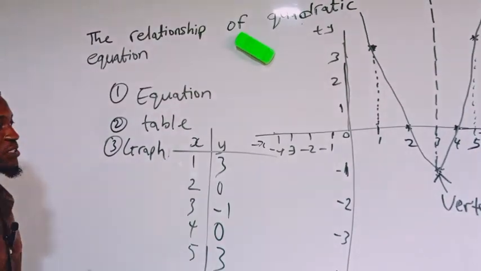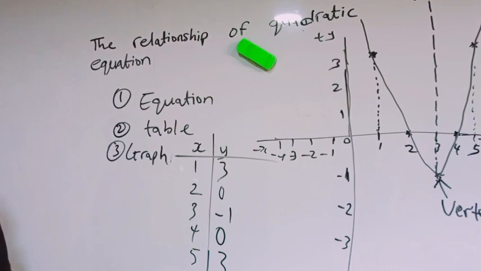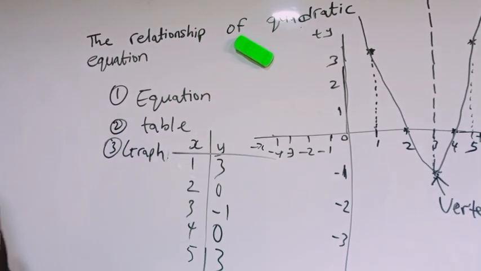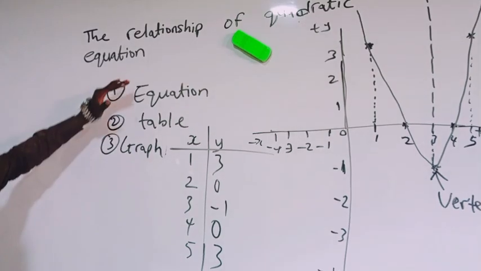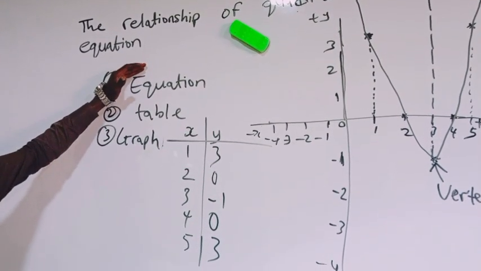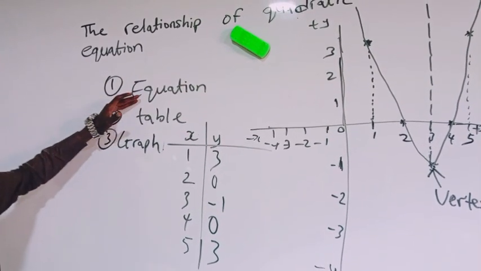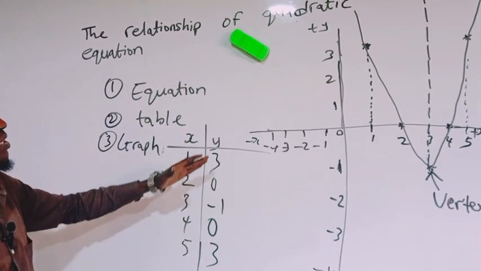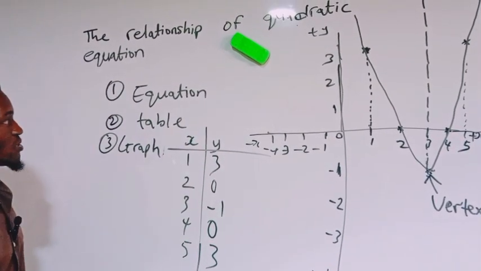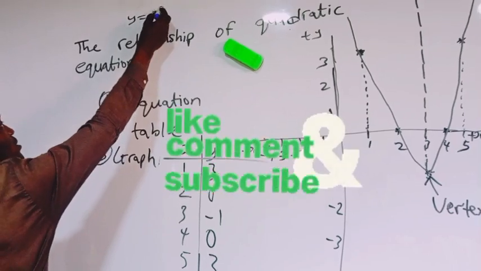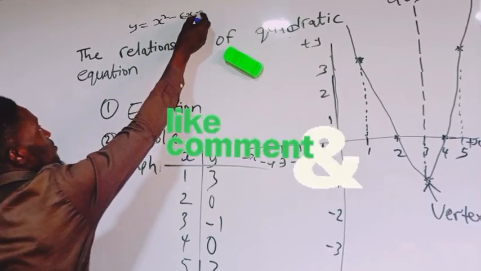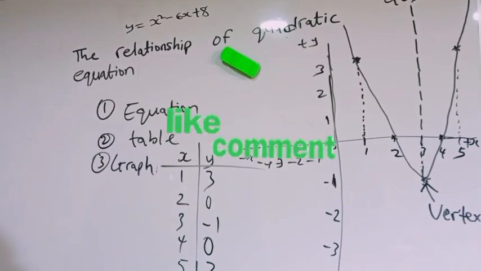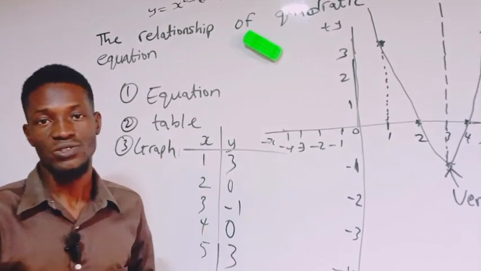For this lesson, it's understood that a quadratic equation can exist in equational form, in tabular form, and in graphical form. I also made use of the equation y is equal to x squared minus 6x plus 8 as my reference point. As a beginner, this is what you need to understand.